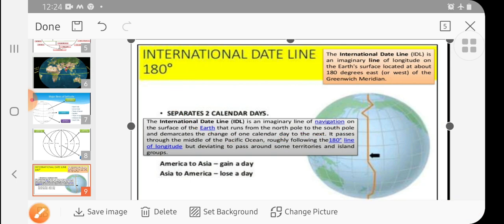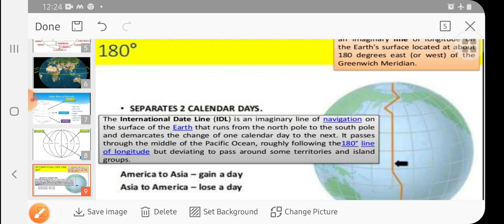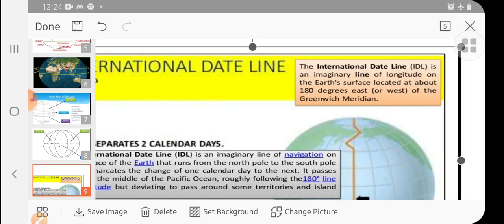Now, when we talk about the international date line, let's read what this line says. The international date line is an imaginary line. See, children, every line is an imaginary line. There is nothing like a line on the earth that is drawn on it. Okay, meaning no line is specific. These are supposed imaginary lines of longitude on the earth's surface located at about 180 degrees, east or west of the Greenwich prime meridian.